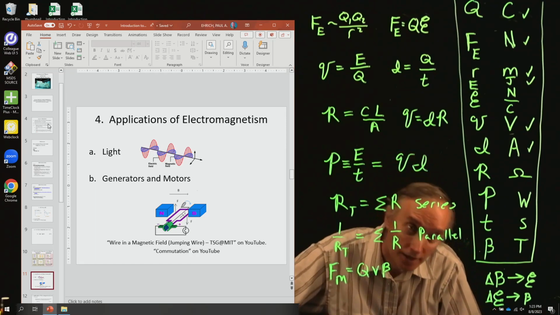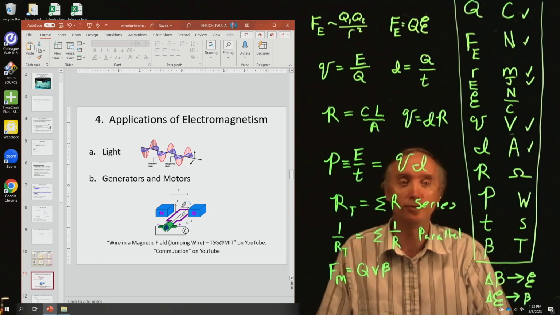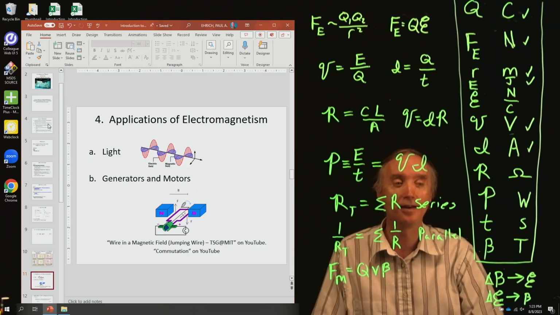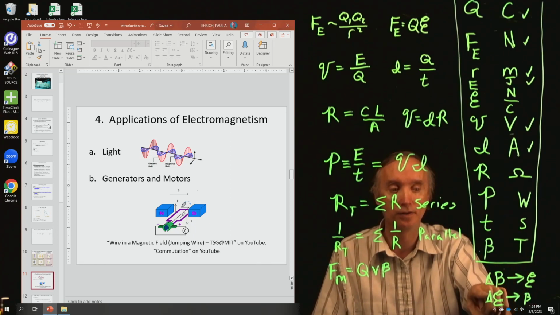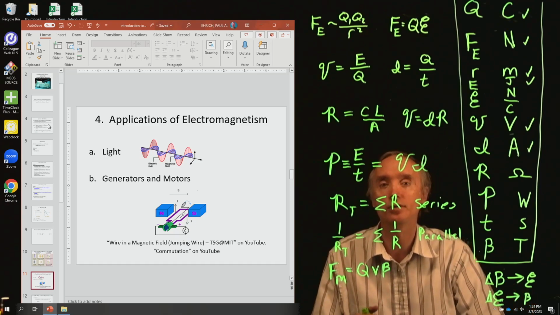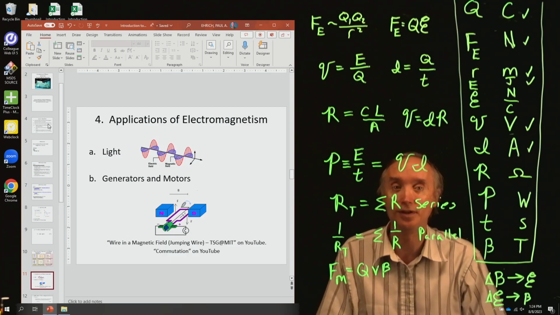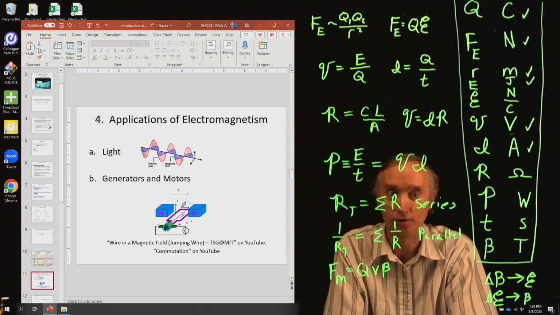Okay, I still have this tiny little space down here that I can talk to you and put something in here. And so I'm going to leave this up here. A changing magnetic field produces an electric field, and a changing electric field makes a magnetic field, because now we want to talk about applications of electromagnetism. And so the first application is going to be light itself.